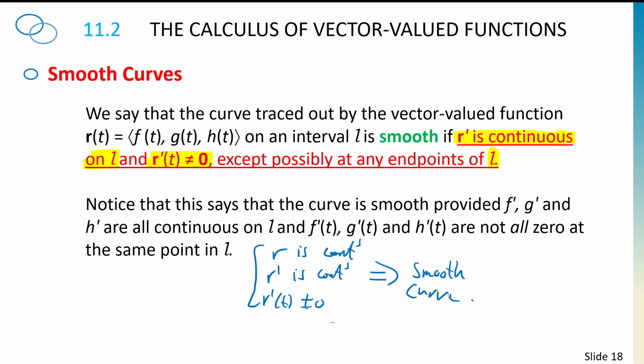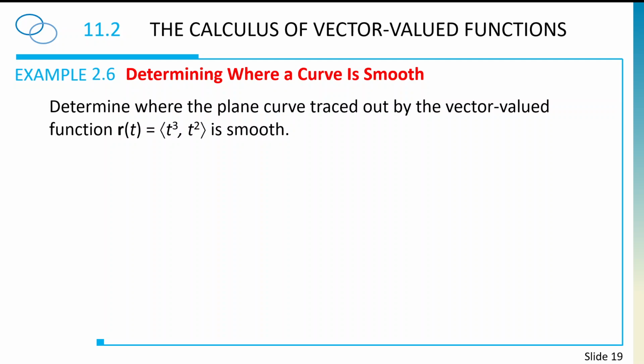Let's see the next question. So what do we need to check? We need to check r continuous, r prime continuous, r prime does not equal to 0, except for specific points. So this is the question. We need to do what?